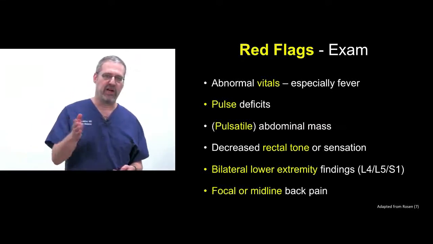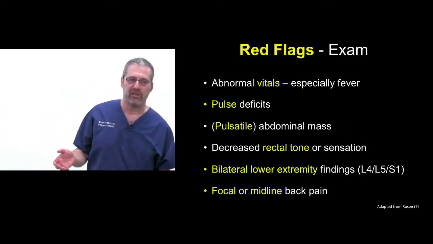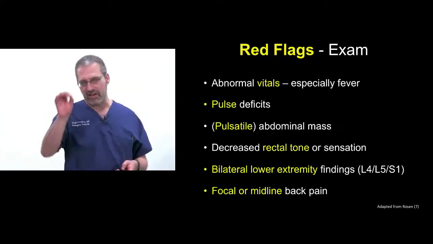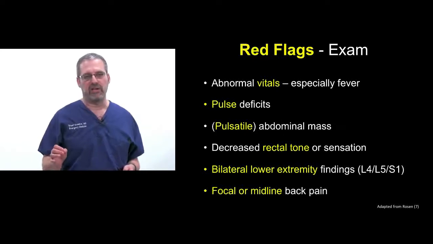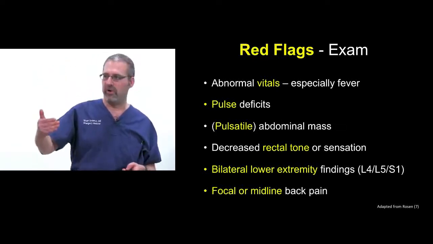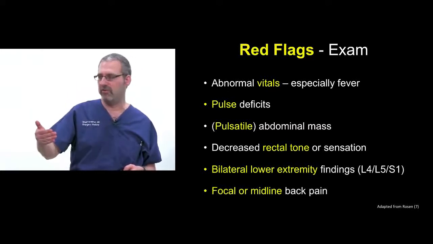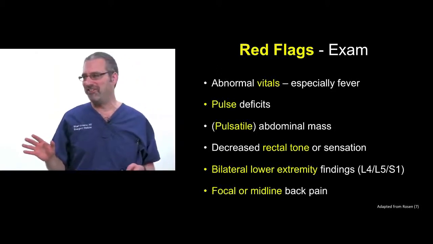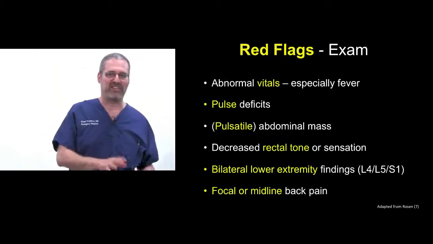I mentioned here L4, L5, S1 specifically because in your exam for lower back pain, in addition to all these red flags that you're going to want to have documented, you really need to draw a little stick figure and show that the L4, L5, S1 strength and reflexes are symmetrical, and that you don't have findings there. The sensory examination, to be completely honest, if you look at what the neurosurgeons do, takes a secondary role.